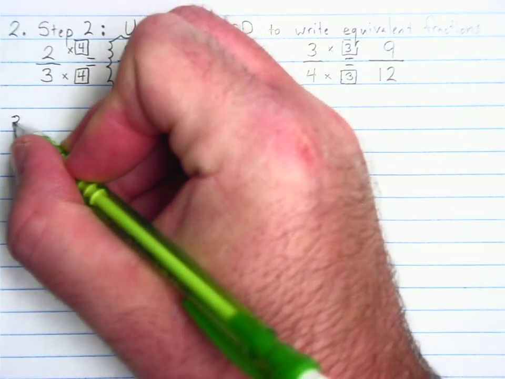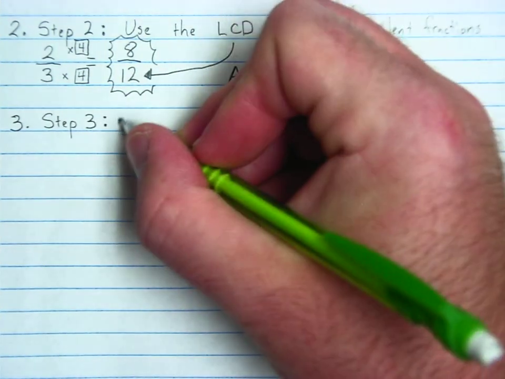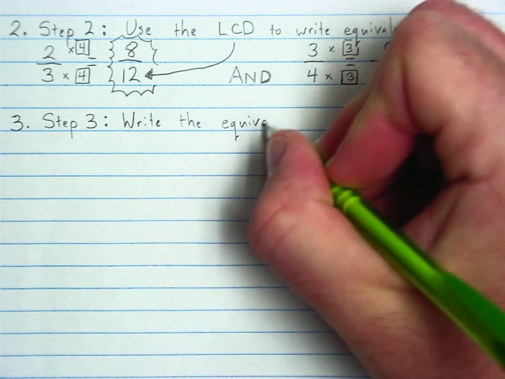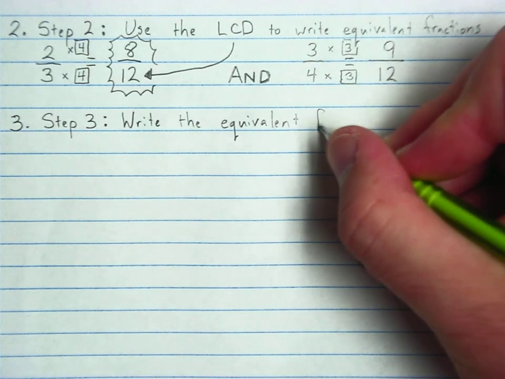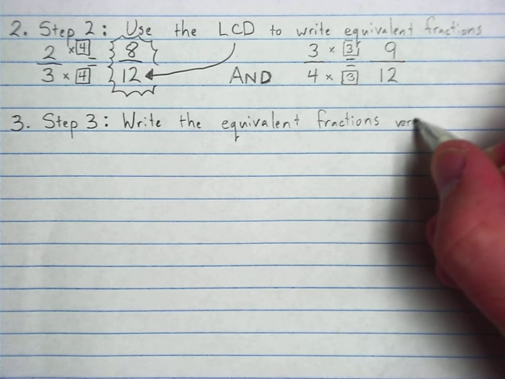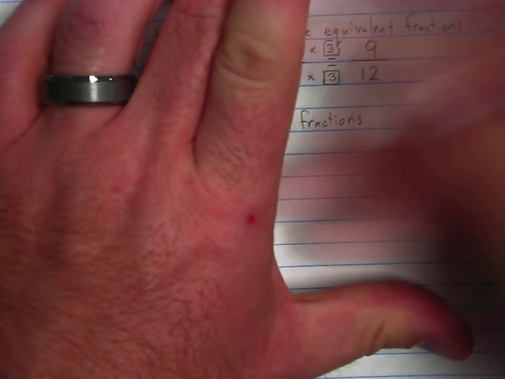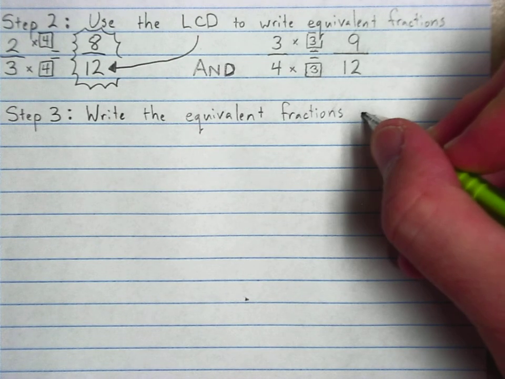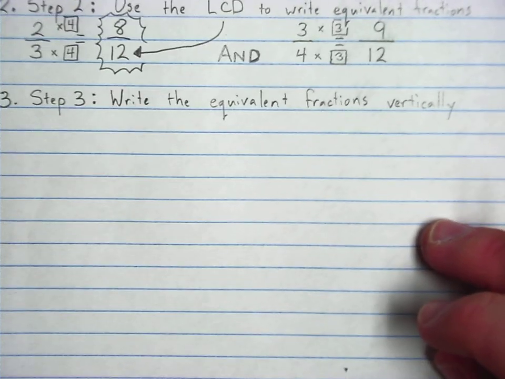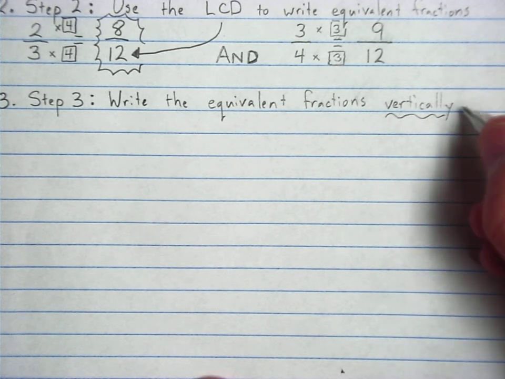So for step 3, write the equivalent fractions, and you know how much I love this, vertically. Whoops. I guess I got so excited I couldn't write the word properly. All right, let's try that again. Write the equivalent fractions vertically. There we go. That looks better. Write the equivalent fractions vertically. It's beautiful.